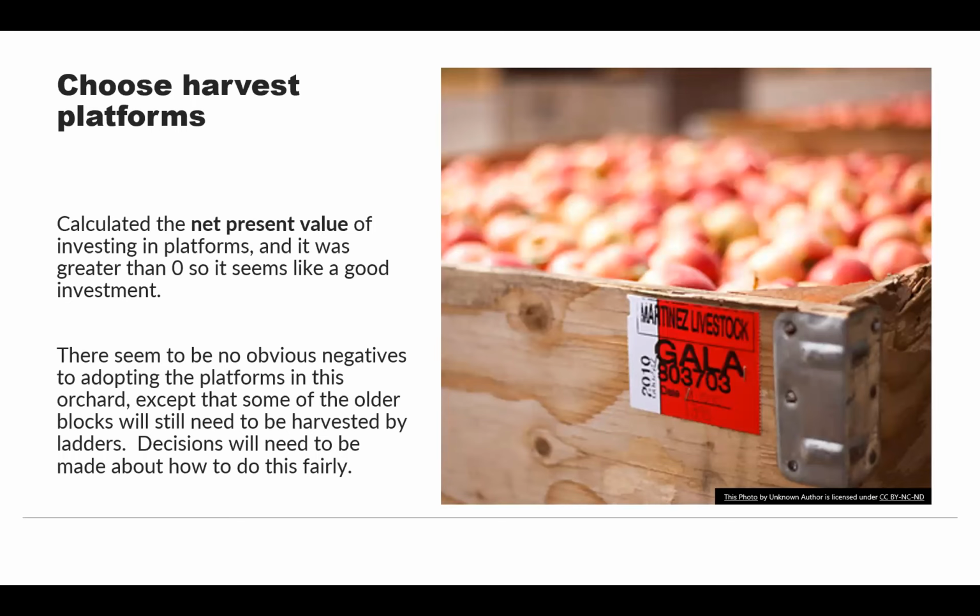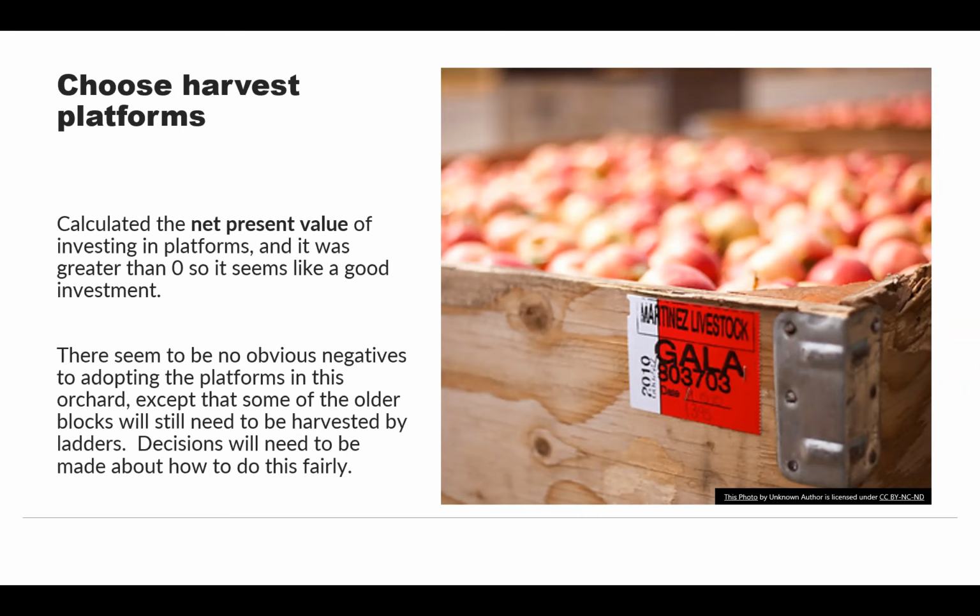The harvest platforms, you've decided, the financials make sense. But even more importantly than the financials making sense, from what I've seen, they also solve my problem of making my existing workforce able to work longer, and broadening my workforce to make it easier for me to attract employees. I did calculate the net present value of investing in platforms, and it came out greater than 0. So it seems like a good investment. I'm not going to lose money on the platforms overall in my budgets, based on my assessment.